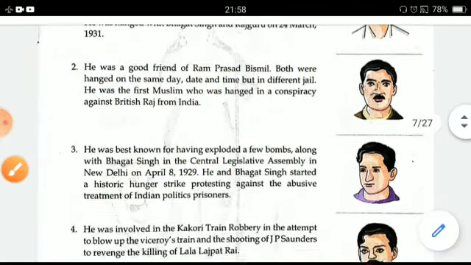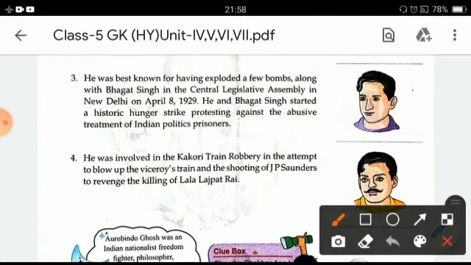Next one. He was best known for having exploded a few bombs along with Bhagat Singh in the Central Legislative Assembly in New Delhi on April 8, 1929. He and Bhagat Singh started a historic hunger strike protesting against the abusive treatment of Indian political prisoners. He is Batukeshwar Dutt.